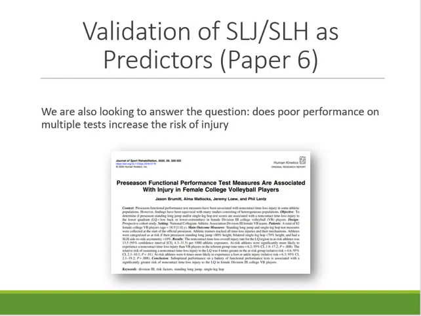Now, looking at the standing long jump and single leg hop. So recall, I published a paper in 2020, and we found that those individuals who had lower standing long jump, lower single leg hop scores bilaterally, and an asymmetry had a greater risk of injury. And so I wanted to see with this new cohort, does that stand up?